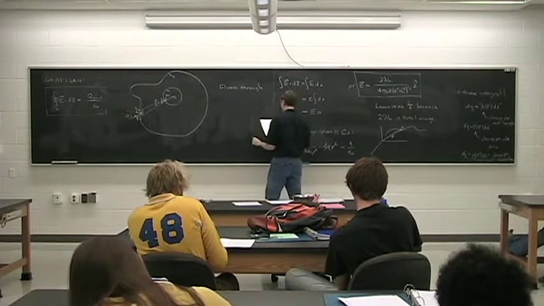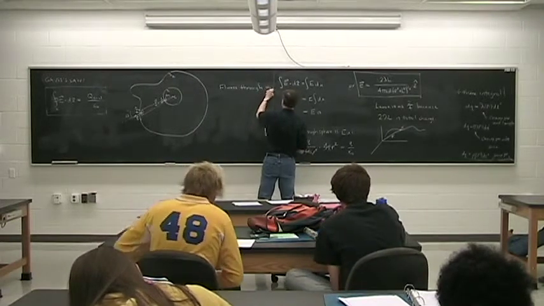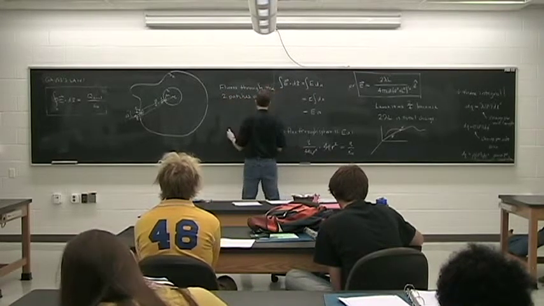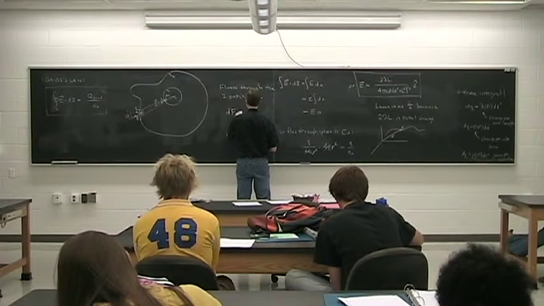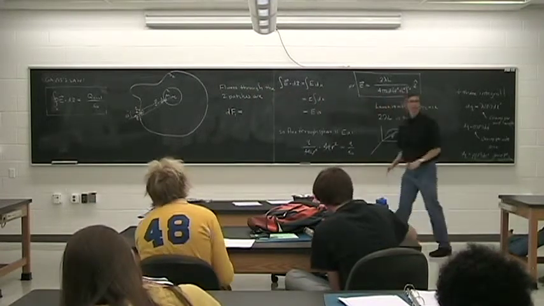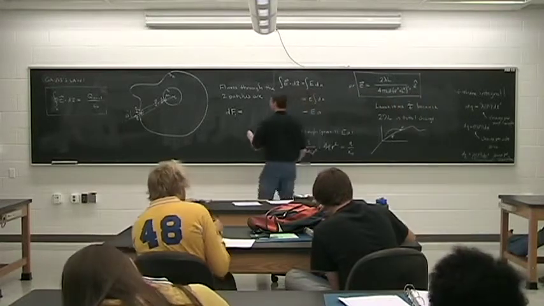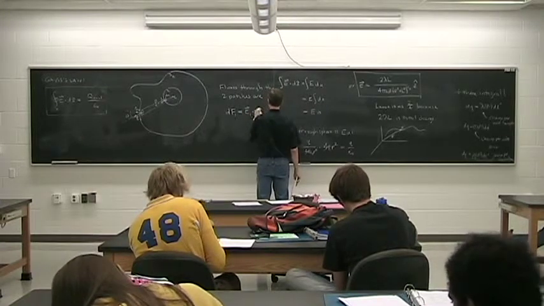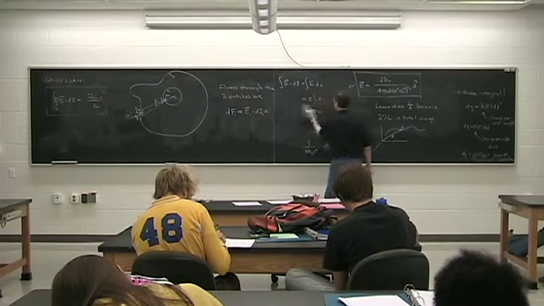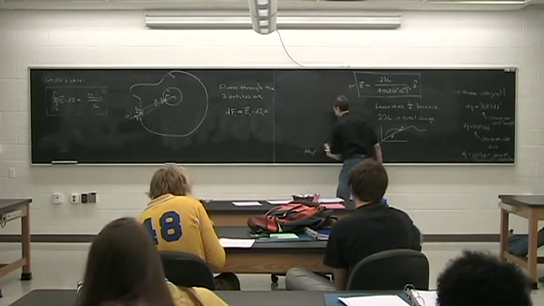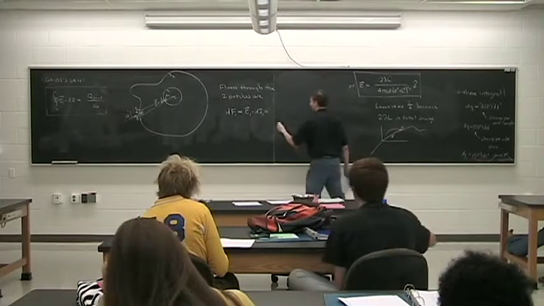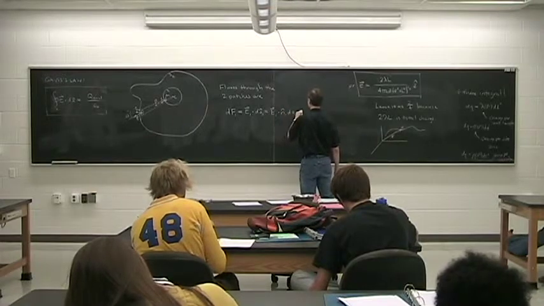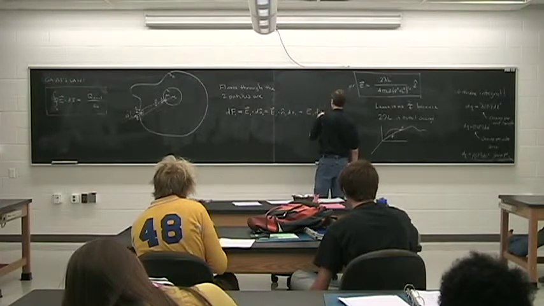So, the fluxes through the two patches are, we'll call dF1, the flux through the little patch of surface 1 there. dF1 will be E1 dot dA1, or in other words, will be E1 dot n1 hat dA1. And that'll just be E1 times dA1.